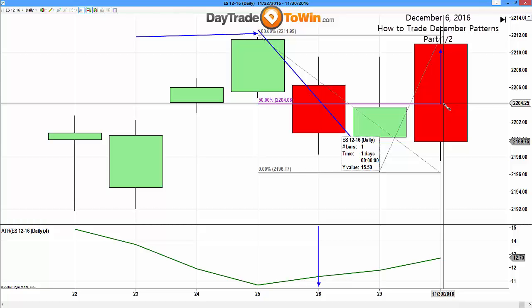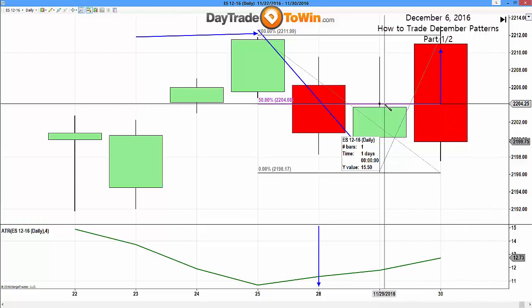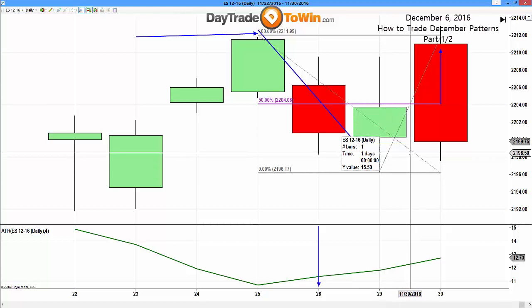I would say if you're looking at a specific entry, going in right in the midpoint, right here in the center, is not a good idea. Let it break it. Let the momentum be on your side. 2204.50, 2205. That way, as it heads back up, you're going with the momentum back up. Okay, so here we are now.